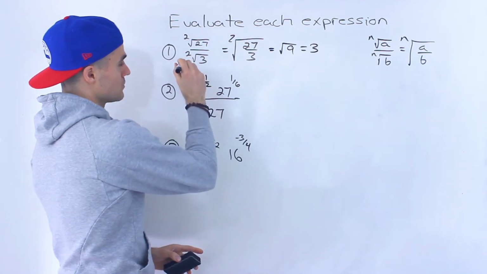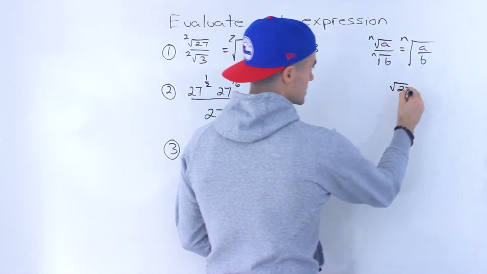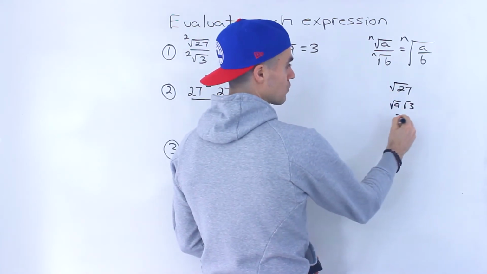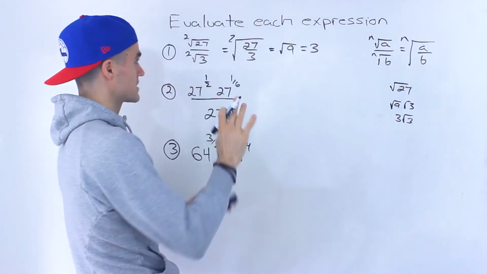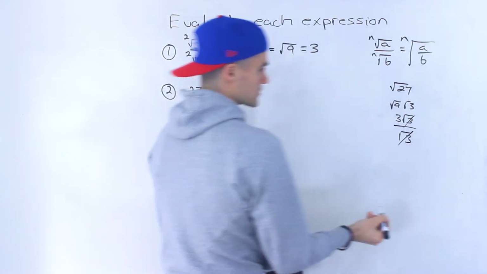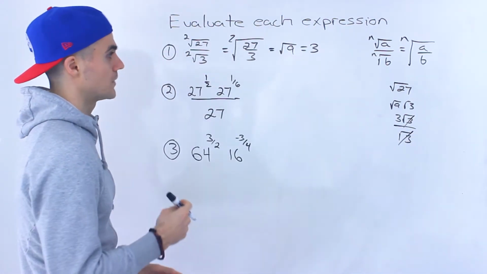Another way you could do this is with the square root of 27. You could simplify that radical, so that would be root 9 times root 3, which would give you 3 root 3. Root 27 and 3 root 3 are the exact same thing, so if you're dividing by root 3, those cancel out, and you're just left with a 3. So that's another way you could do it.